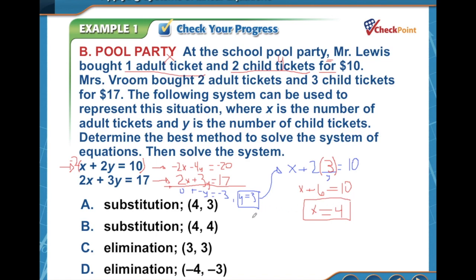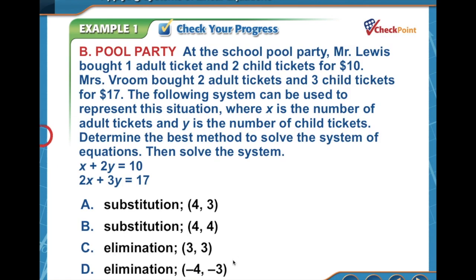So we have 4 comma 3. Our x value goes first, y value second. So (4, 3) should be our solution. And do we see that? Yes, we do. So (4, 3) is our correct answer.